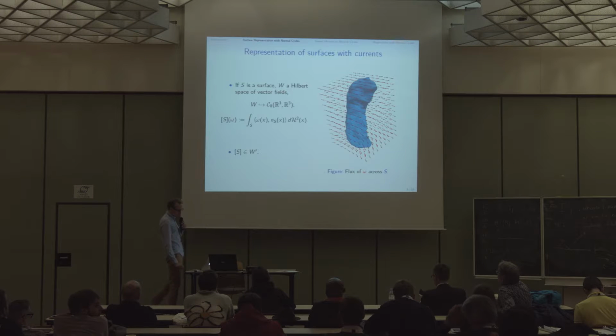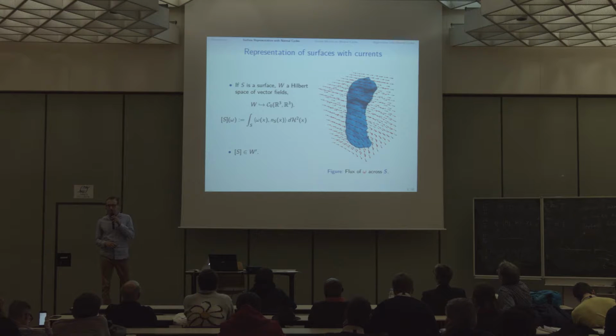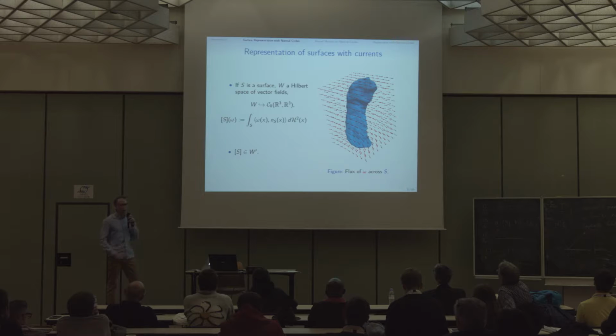This raises the question of shape representation. In which space do we consider shapes? I present here first the representation of shapes and surfaces with currents. We consider a surface S and a Hilbert space of vector fields, and we consider that a surface S has a linear form over the space of vector fields through the flux of the vector field across S. By doing this, we consider S as an element of the topological dual of W, and so S is considered in a Hilbert space W prime.